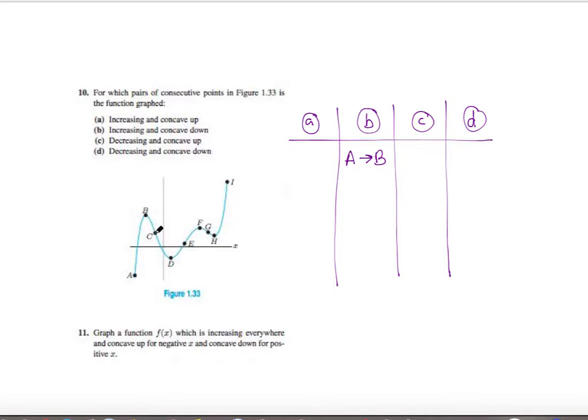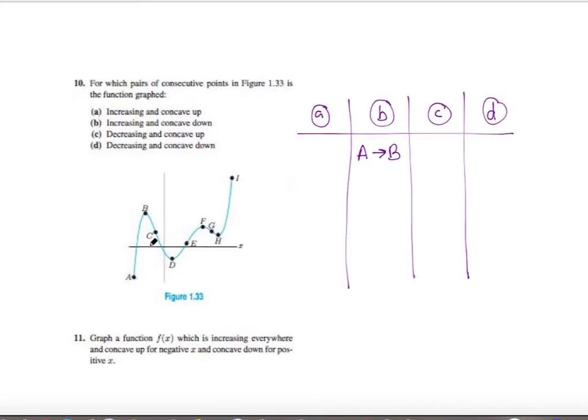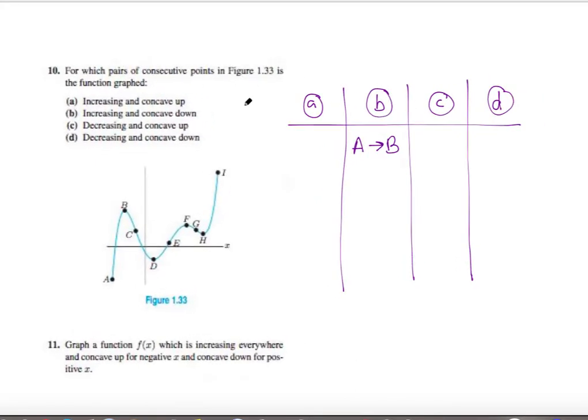From B to C, so my downward facing U curve continues for this, and I'll zoom in a little so we can see this better. And that would mean that my function is decreasing for this little section while being concave down. So that would be D. So from B to C, I'm decreasing and concave down. From C to D, however, I am decreasing, but now I am curving upward slightly as I get to D. So I'm decreasing, but I am concave up. Then from D to E, I'm increasing concave up. So that goes in column A.